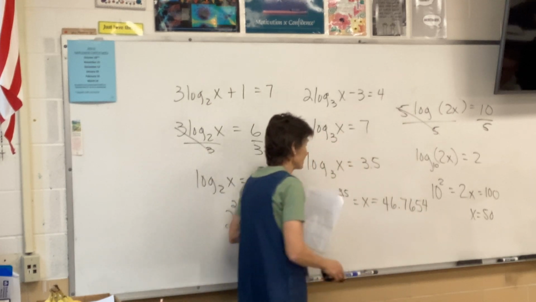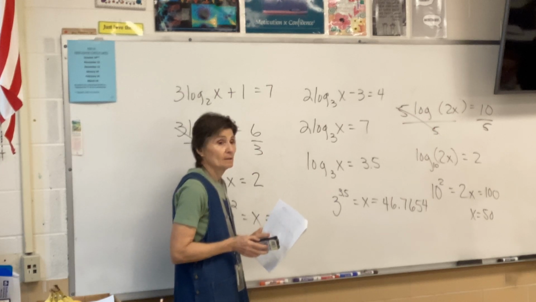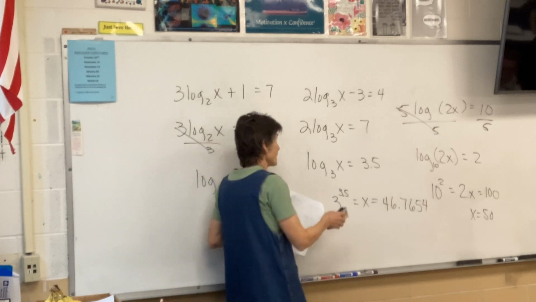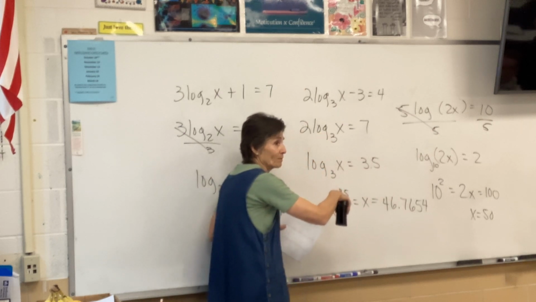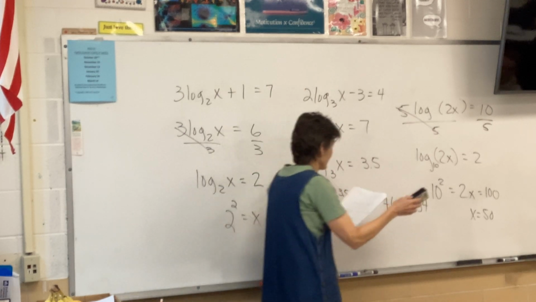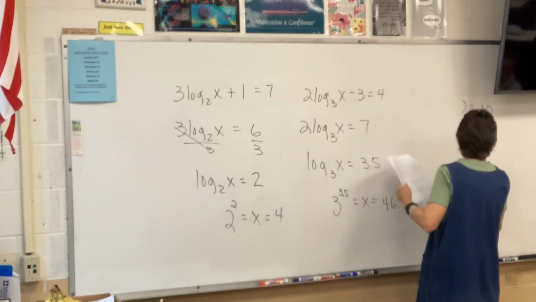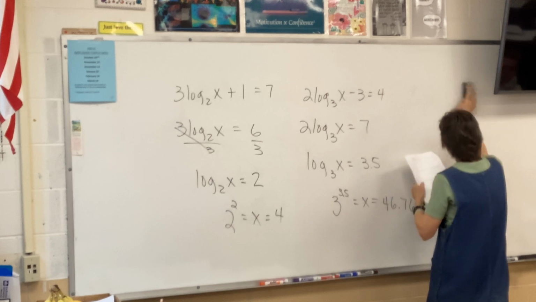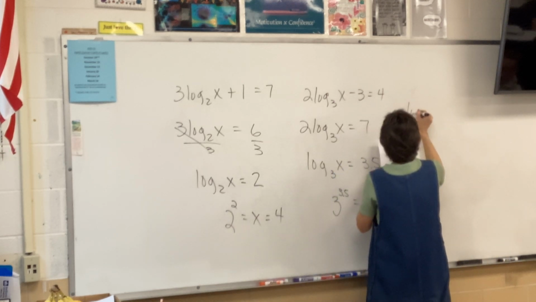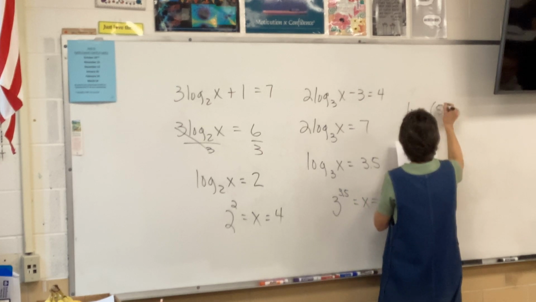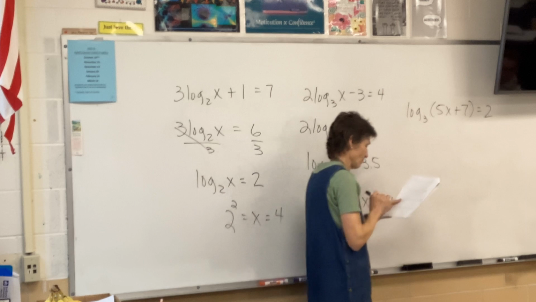All right, did anybody else get 46.7654? Okay, so the reason I used the calculator is because that didn't turn out to be a whole number, like the rest of them did. All right, we have one more page to do, and at least the first one is exactly like we just did. So this one we should be able to handle. The rest of them look a little bit more complicated.